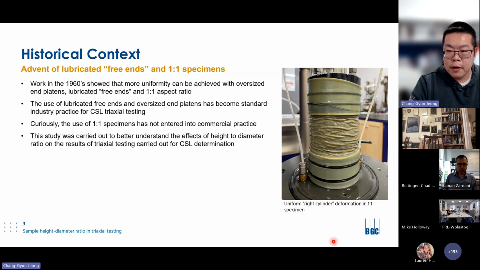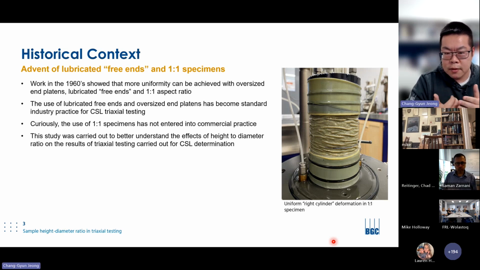The work by various researchers in the 60s, for example Rowe and Barden in 1964 and Lee and Seed in 1967, showed that by using oversized end platens and lubricated free ends, a height to diameter ratio of 1:1 results in a stable geometry with much greater uniformity of stress and deformation, leading towards multiple failure surfaces rather than one concentrated shear band and general plastic failure.